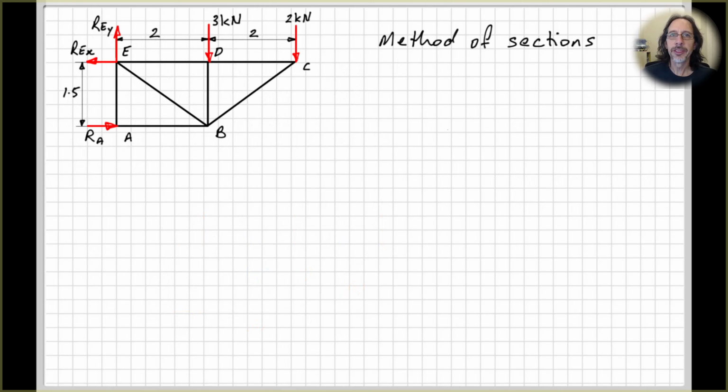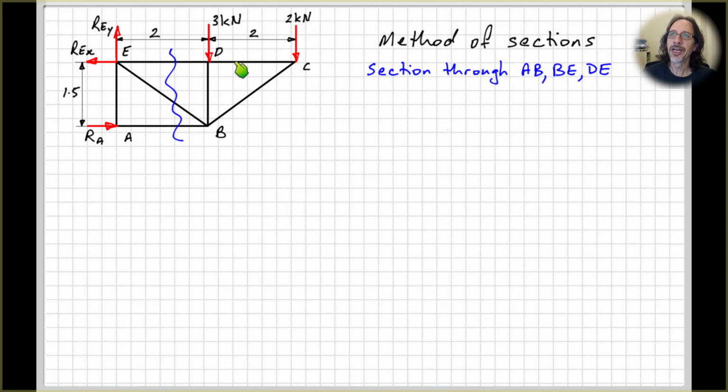Okay, so looking at method of sections, one of the more difficult things that students find when they're starting off with analysing trusses is deciding where to take a section through. The thing to make sure that you do is to not cut through any more than 3 truss members.